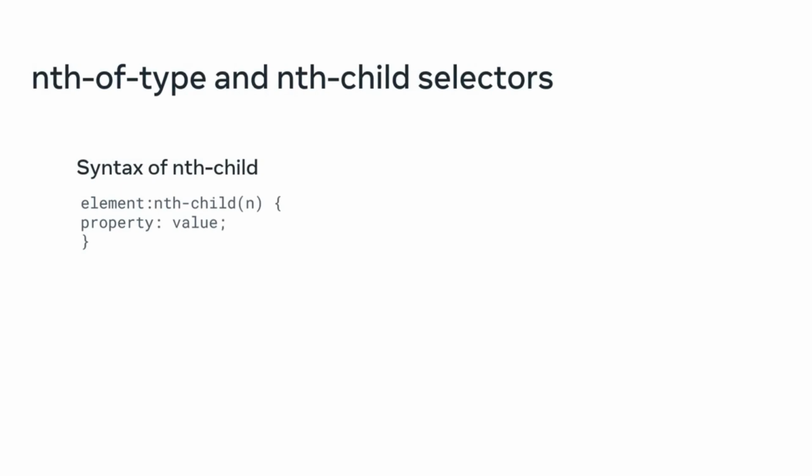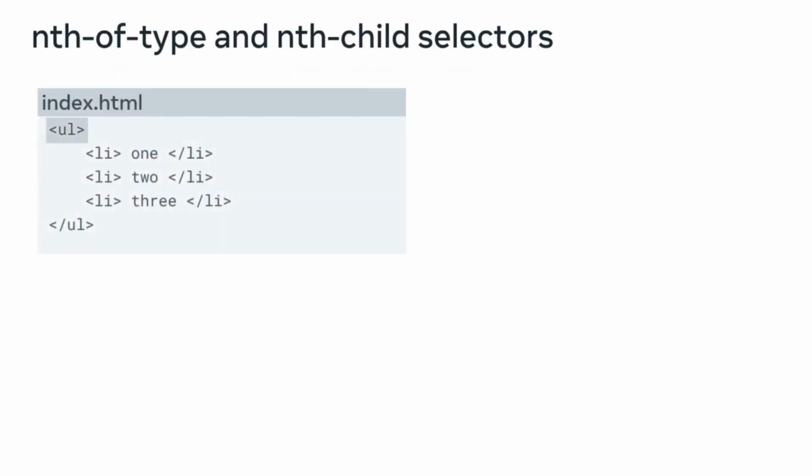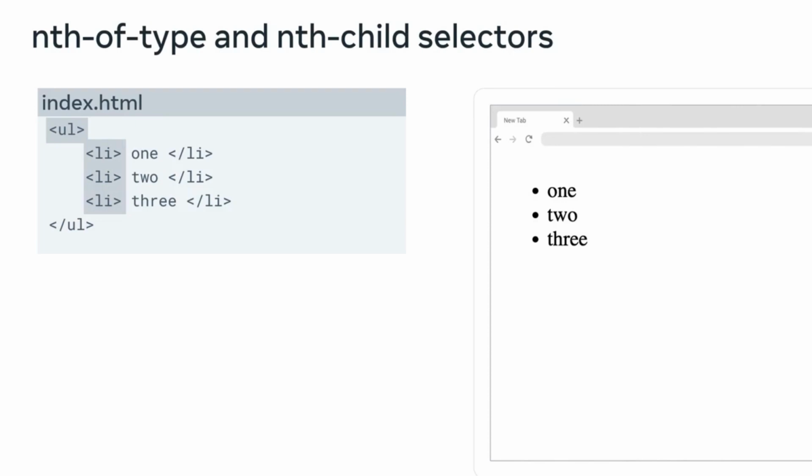But let's move on to 2 other widely used selectors that you need to know about: nth of type and nth child selectors. The syntax of these 2 selectors is very similar. As their names suggest, these selectors target the nth child or nth type of a specified parent element. But what does parent mean exactly? Well, say you have a few list elements in an unordered list element. The unordered list element is the parent tag in this case, and the 3 list elements are the children.